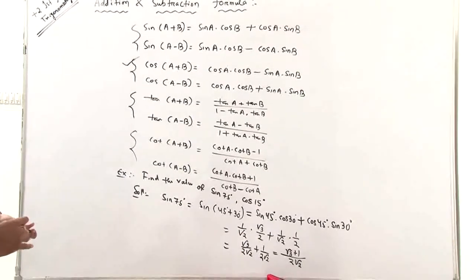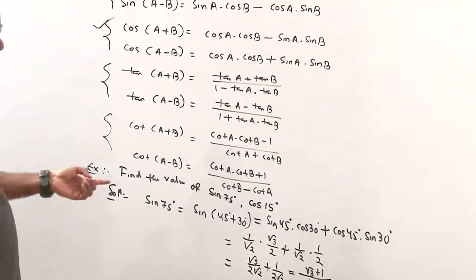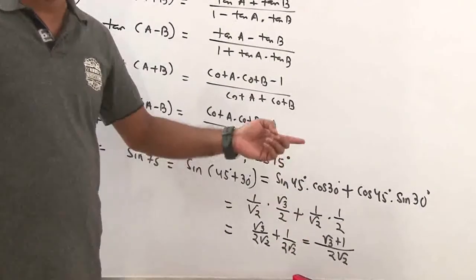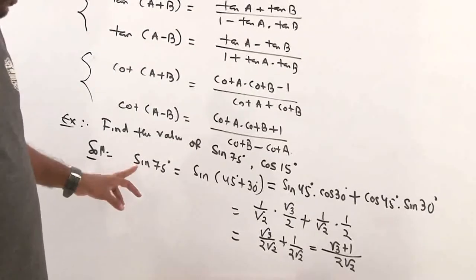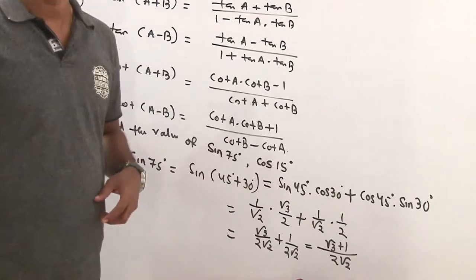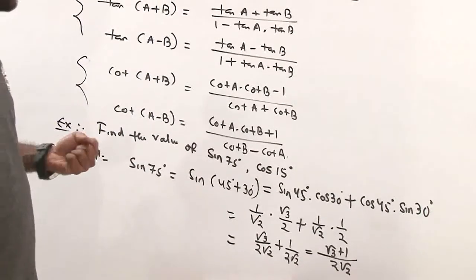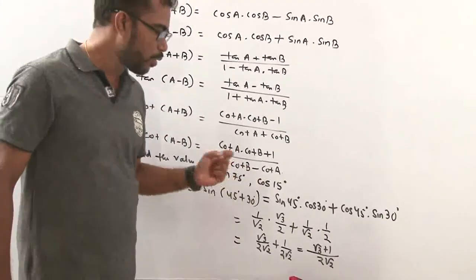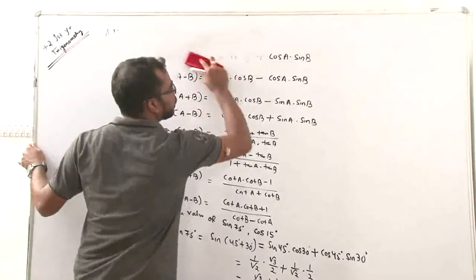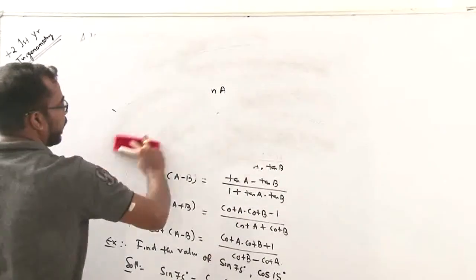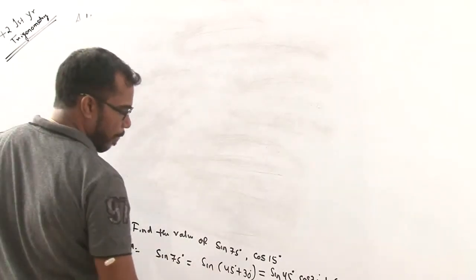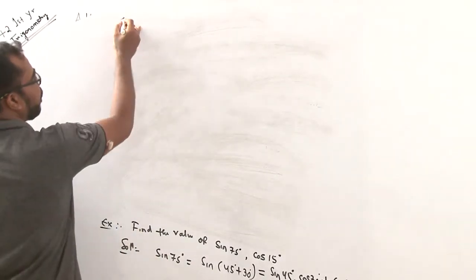root 2. So this is the value of sine 75 degree in an irrational form, that is, sine 75 degree is equal to root 3 plus 1 by 2 root 2. Similarly, you can evaluate cos 15 degree. Let's start to evaluate cos 15 degree.